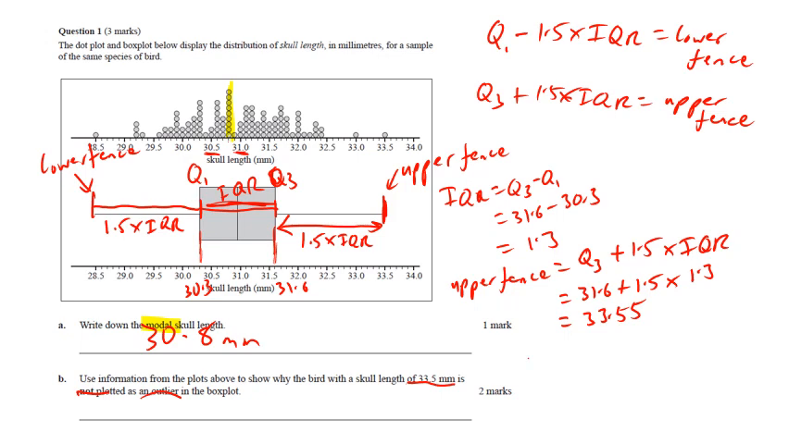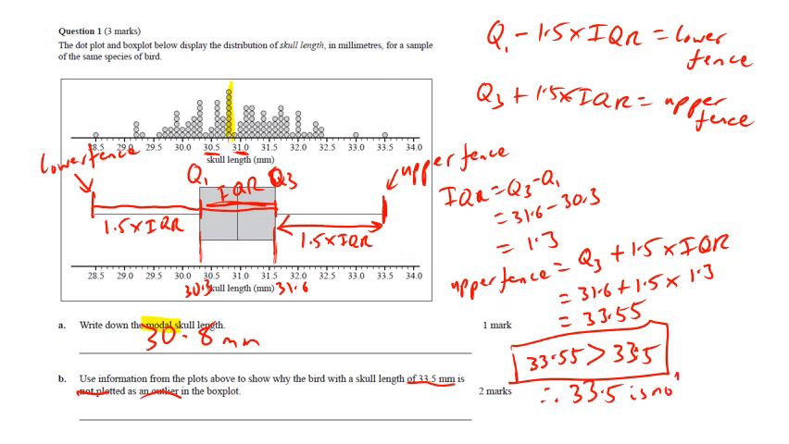But 33.55 is greater than 33.5. So you've got to state that. That's actually one of your statements. You've got to put that in there. And the other thing you're going to say, therefore 33.5 is not an outlier. And you can see it's actually worth 2 marks. And there's the 2 statements you have to have. You have to say this and this to get your 2 marks.